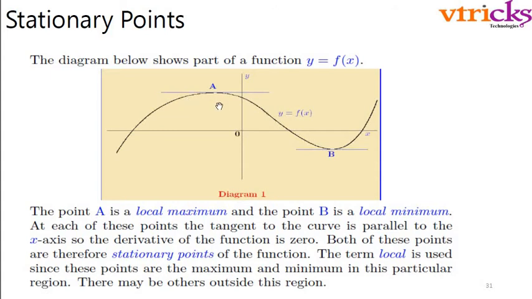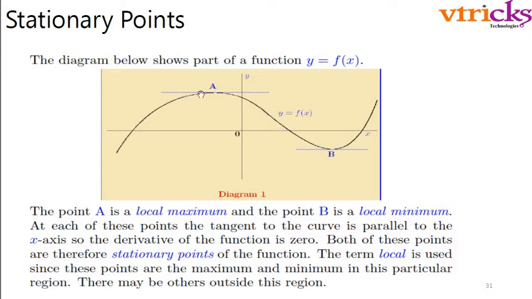Now in this slide, we see a graph of a function y is equal to f of x. Now here you see the nature of the curve. It is increasing. At point A, there is a maximum. Then the value of y starts decreasing. At B, we have a minimum, and again it's increasing. So we call these points as local maximum and local minimum.